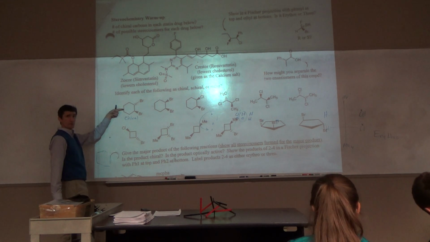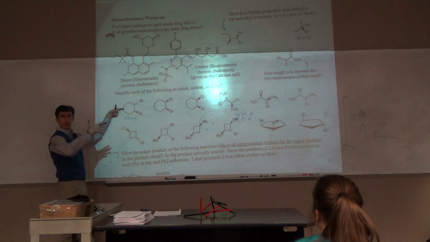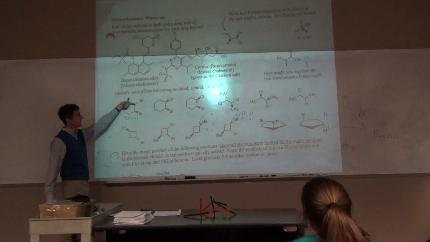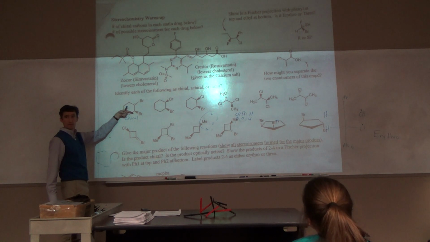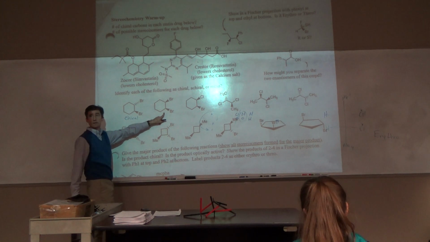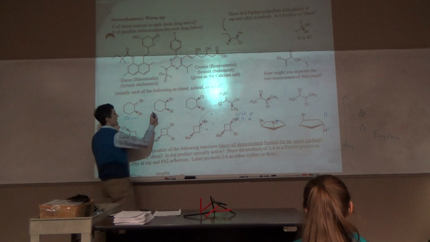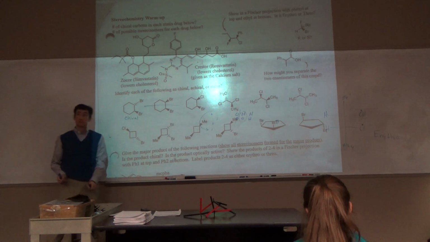Can you draw the mirror image of this? Two ways to do it. You could actually draw it mirroring on your paper, or you could just change that to bold and this to dash. That would be the mirror image. What about this guy? What do you see here? Plane of symmetry. That's a plane of symmetry.